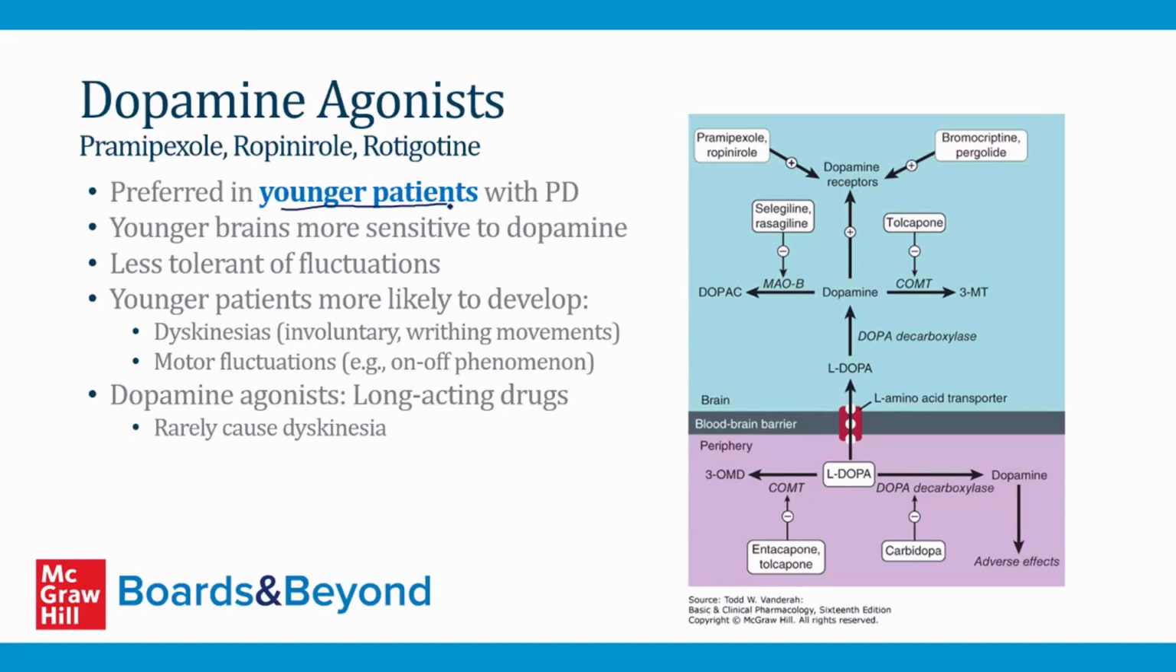So it's not common, but some patients younger than 60, in their 40s or 50s, can develop Parkinson's disease, and these patients are often treated with these drugs first instead of with carbidopa-levodopa like we do for older patients. The reason for this is because younger brains are more sensitive to dopamine levels and they are less tolerant of fluctuations. So younger patients with Parkinson's disease are more likely to develop dyskinesias, those involuntary writhing movements we talked about earlier. They're also more likely to develop motor fluctuations, meaning the on-off phenomenon.